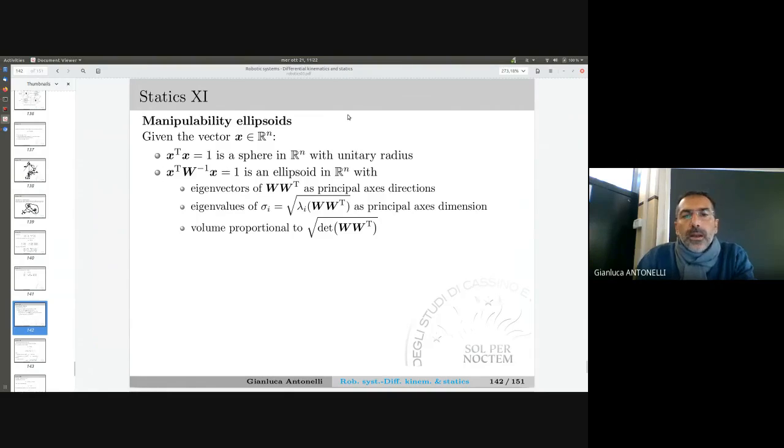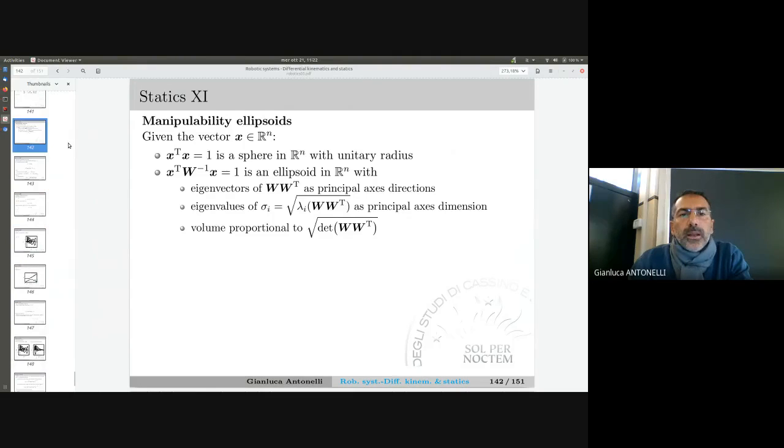Okay, let us consider an application of this concept that is given by the manipulability ellipsoid. It's a quite interesting application of the kinetostatic duality and gives us some insight into the choice of the configuration of the robot more appropriate to do some work or better than others.